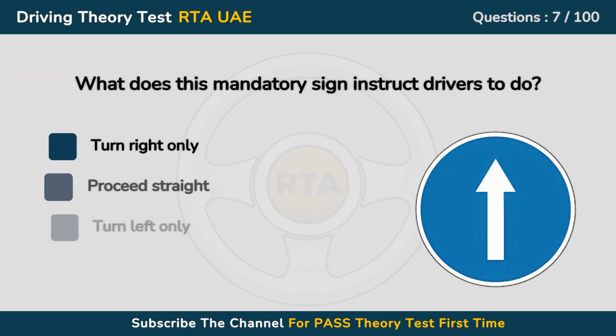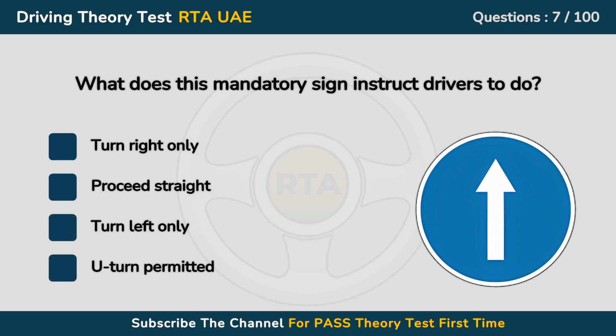Question 7. What does this mandatory sign instruct drivers to do? A. Turn right only. B. Proceed straight. C. Turn left only. D. U-turn permitted.